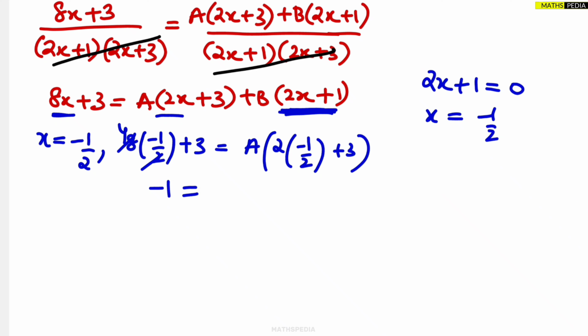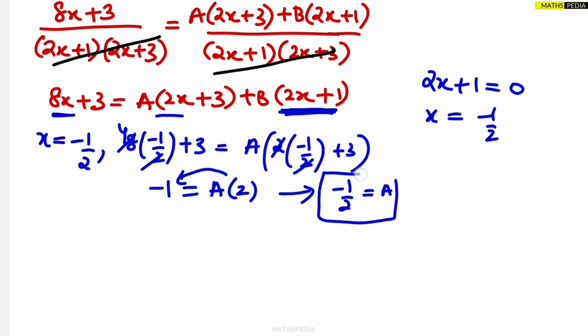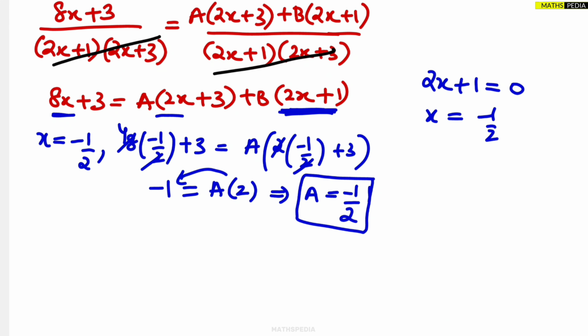Minus 1 equal to, here 2 and 2 cancel. Minus 1 plus 3 is plus 2. So a into 2. So that implies what? This 2 will go that side. So minus 1 by 2 is equal to a. We got a value. Now after getting a value, I have to get b value also.